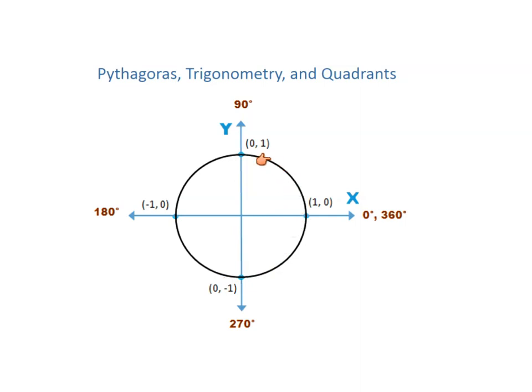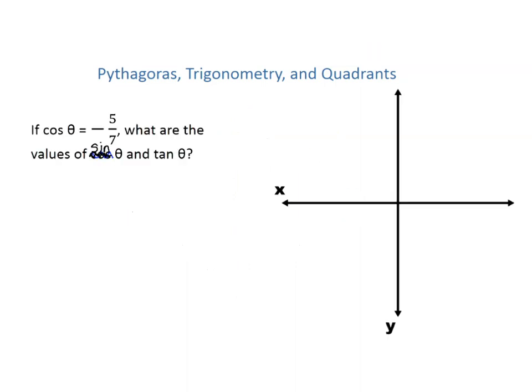So we're going to be plotting some points and building some triangles, and we're going to be finding missing lengths and ratios using the Pythagorean theorem. So here's our first question. If cosine theta is negative 5/7, what are the values of sine theta and tangent theta? Okay, so let's think about what that means.